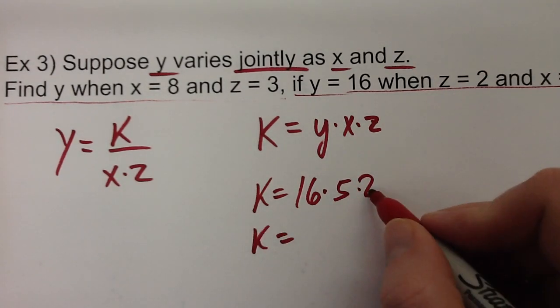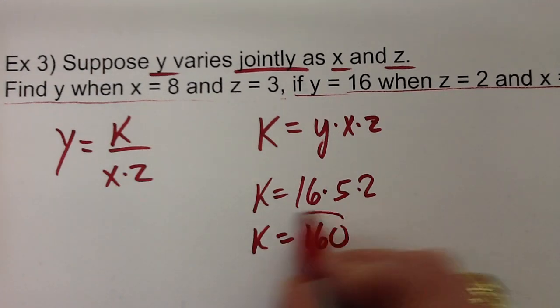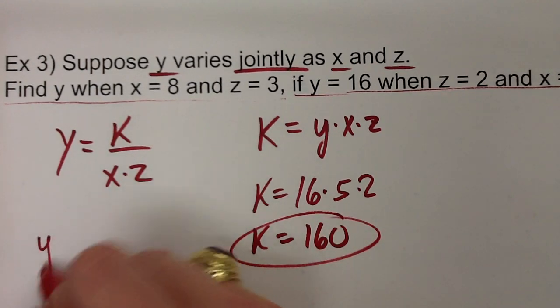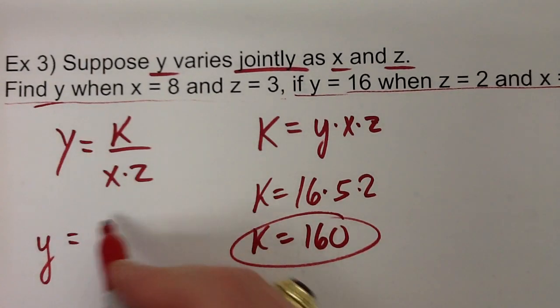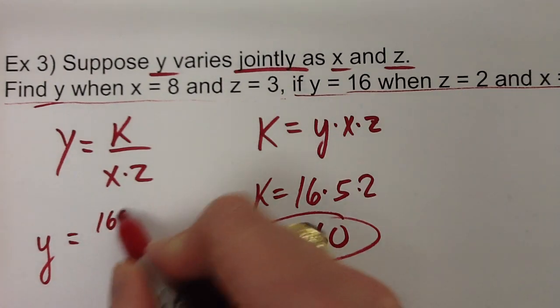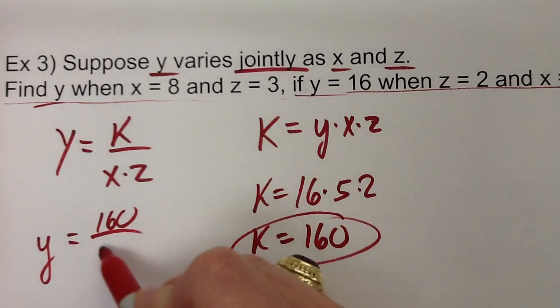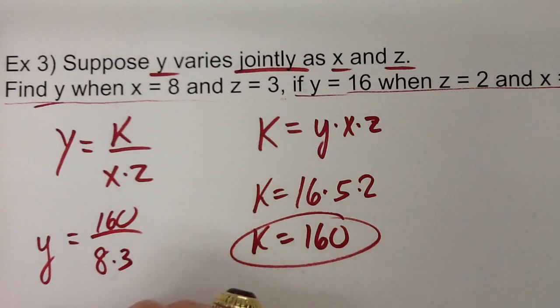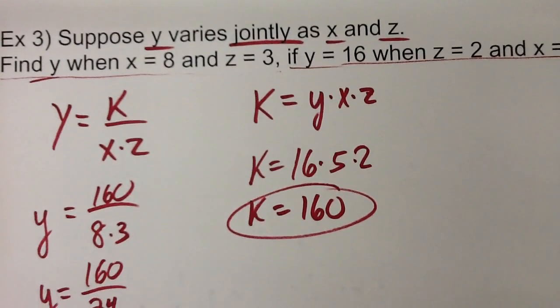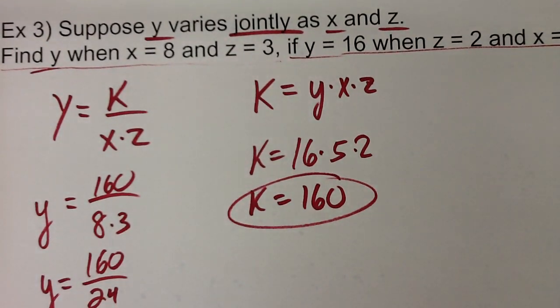So this side, I don't know all my variables, so I'm going to use this one to find my constant. So find the constant if y is 16, z is 2, and x is 5. Well, that's 10, so that's 160. That's my constant. And I was supposed to find y, so y equals my constant divided by 8 times 3.